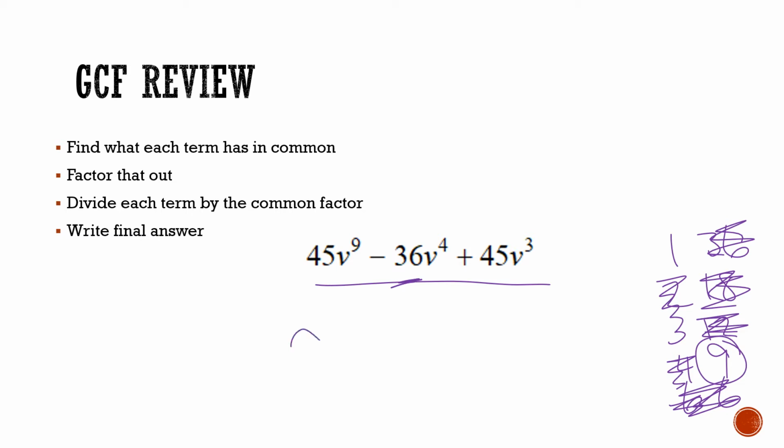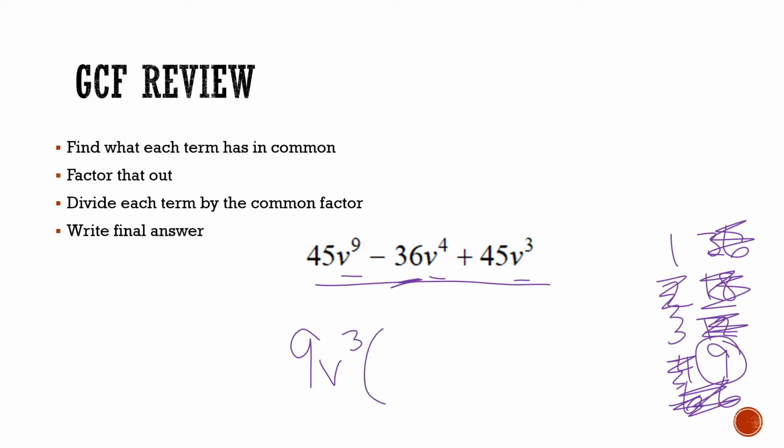So I'm going to factor out a 9. Okay, now I want to look at the v's. This one has 9 v's, this one has 4 v's, this one has 3 v's. So again, I could write them all out. How many do they have in common? They have 3 in common. Remember, we want to go with that lowest exponent. Okay, so that is my greatest common factor there.